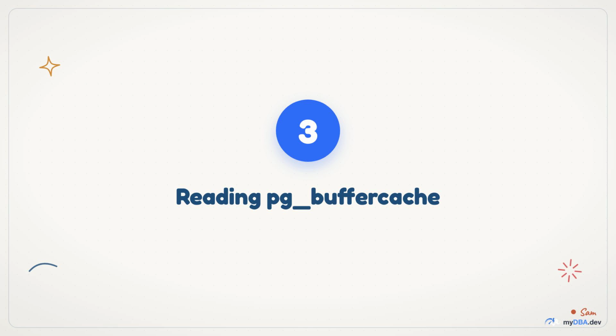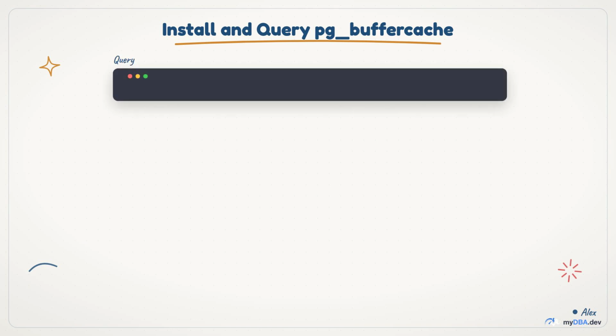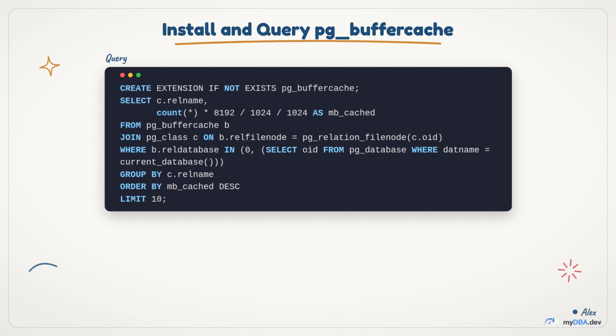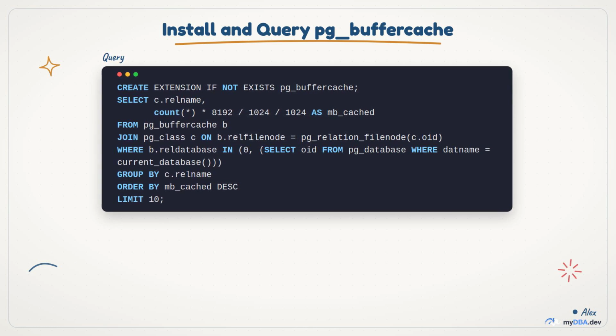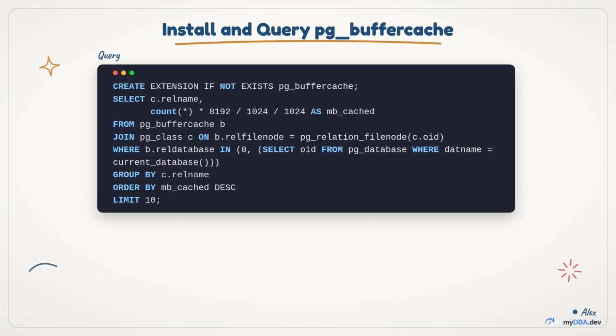So you can see exactly what Postgres is caching? Yep, it's like looking inside the buffer pool in real time. First, install the extension. Then this query shows you the top 10 relations by how much space they're taking in shared buffers. Each buffer is 8 KB, so we multiply the count by 8,192 and convert to megabytes.